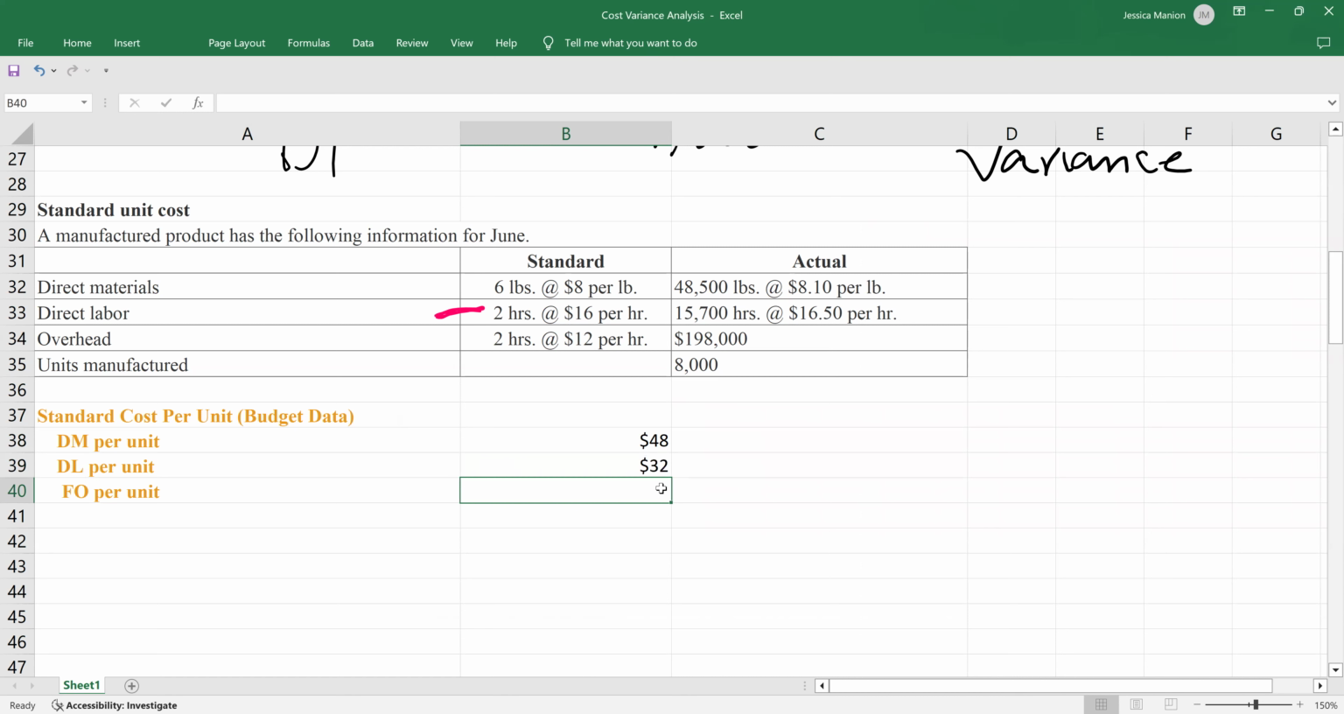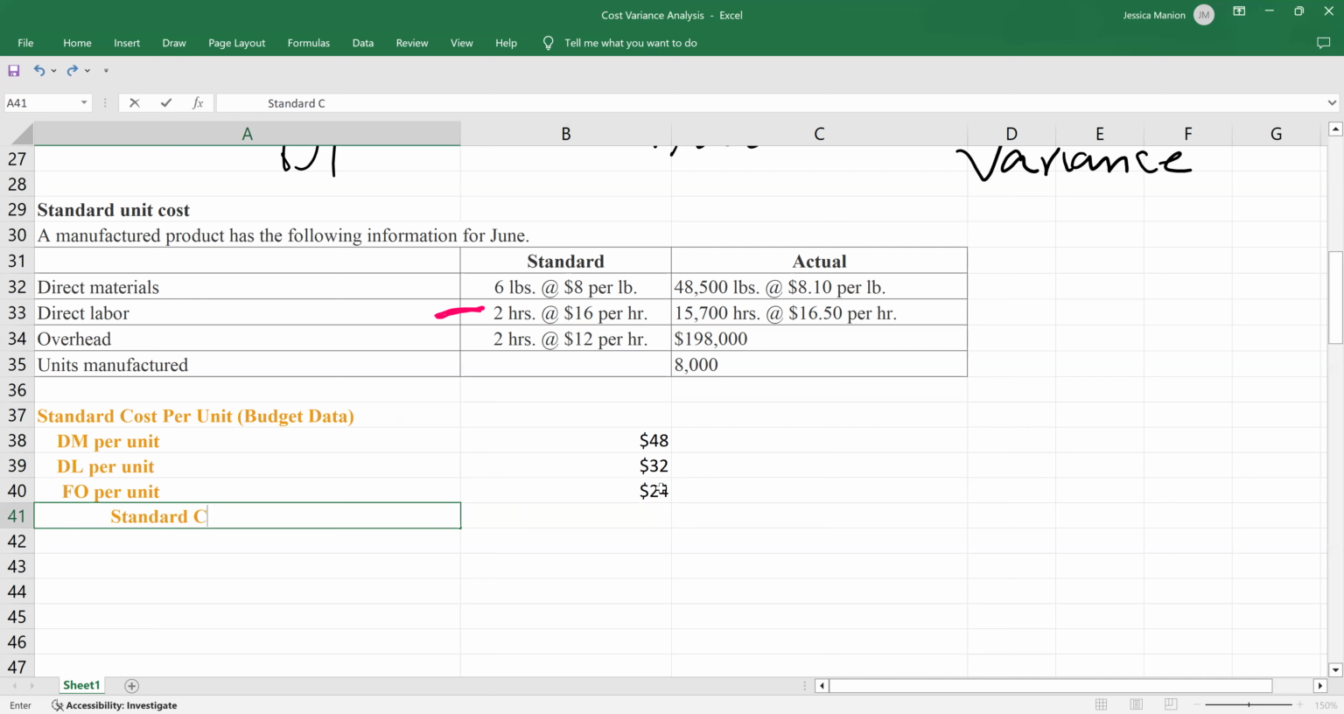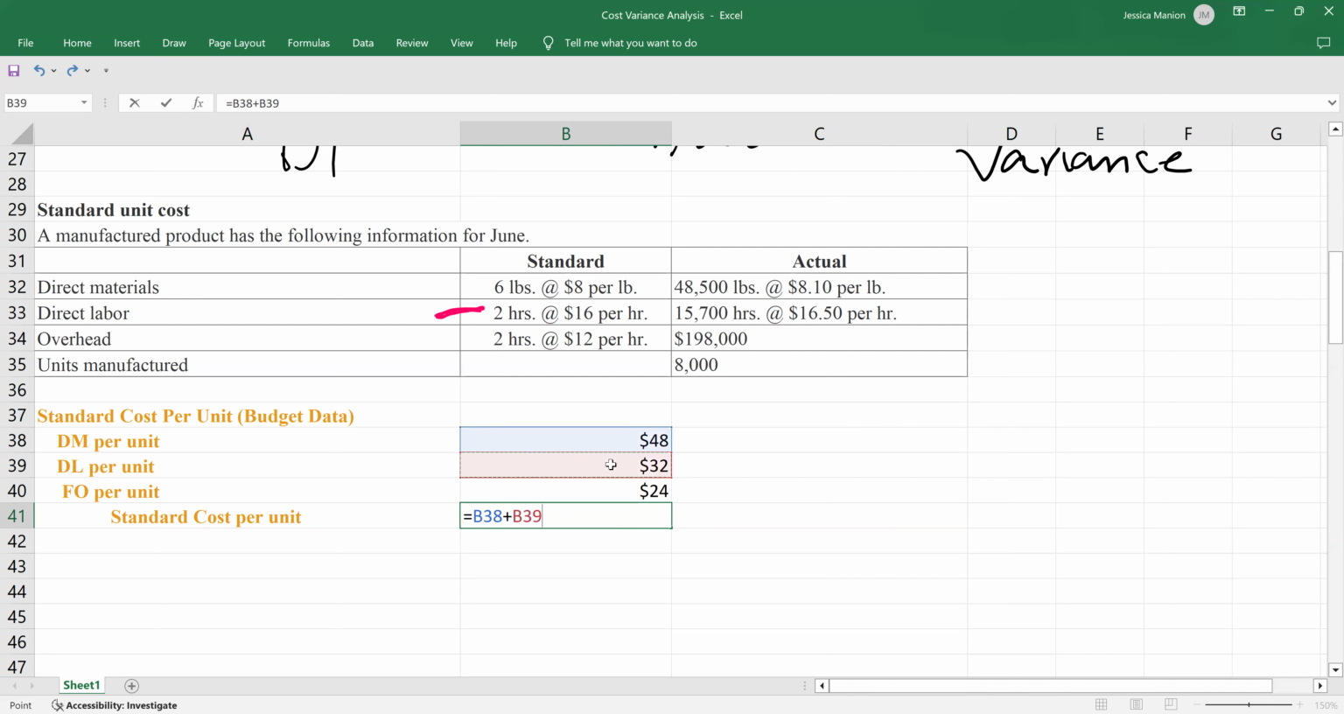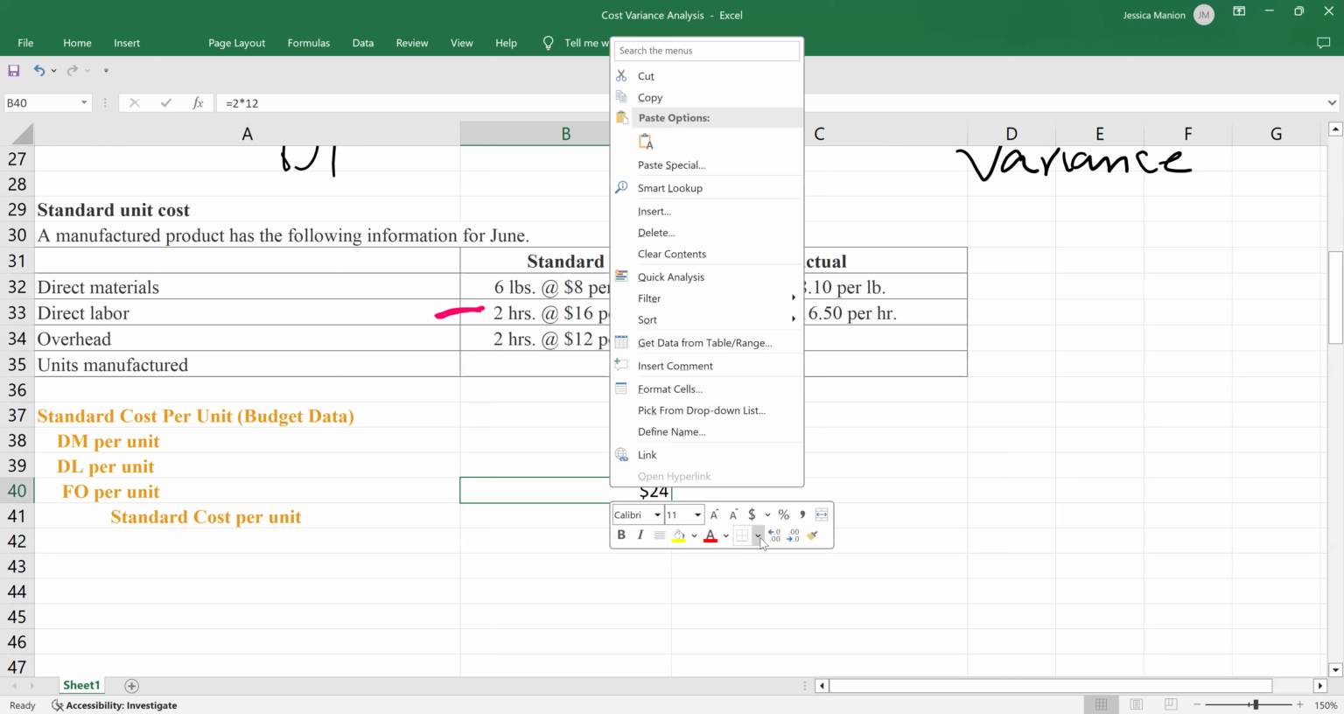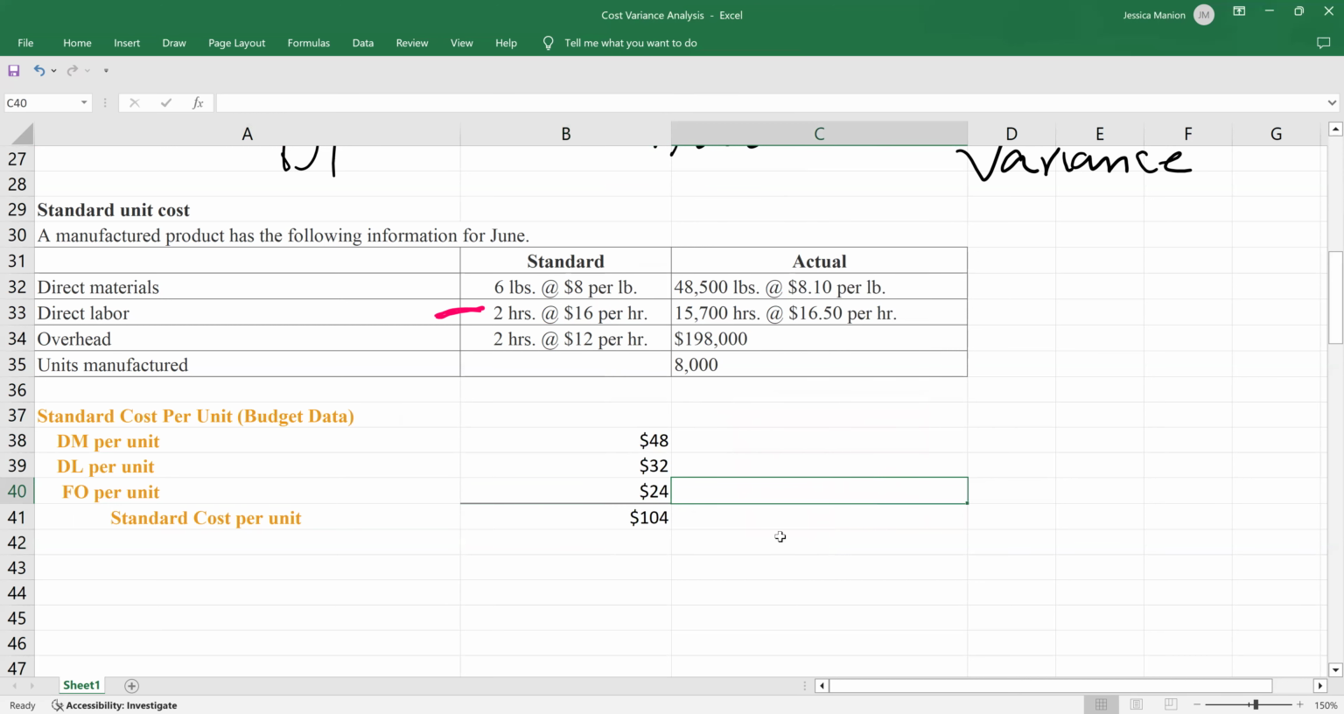Okay. Same thing with factory overhead. Each unit we charge 2 hours at $12 an hour. 24. Now the combination of all of these is our standard cost per unit, equals our material plus labor plus overhead, right? Easy peasy. $104. And again, this is what our budgeted data would be based on, the standard, right?